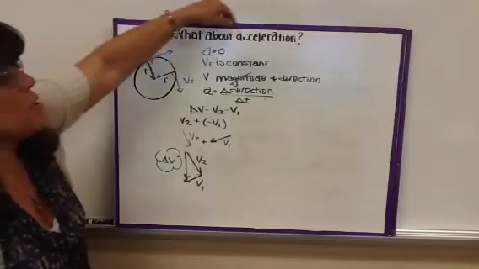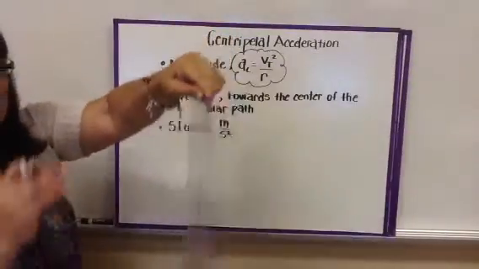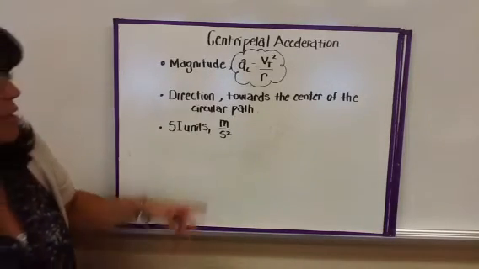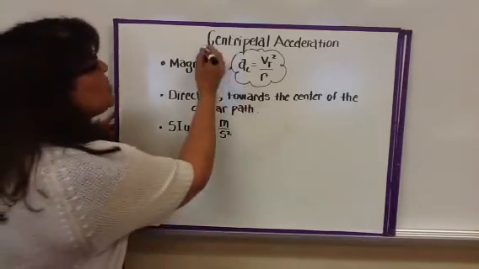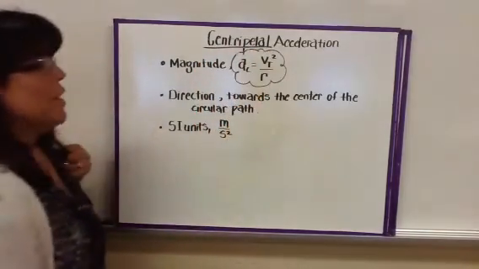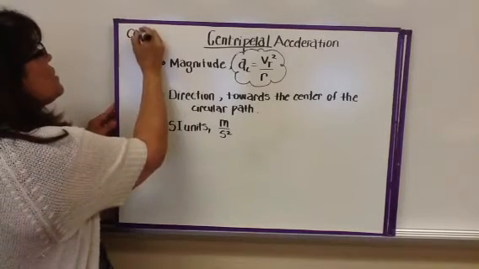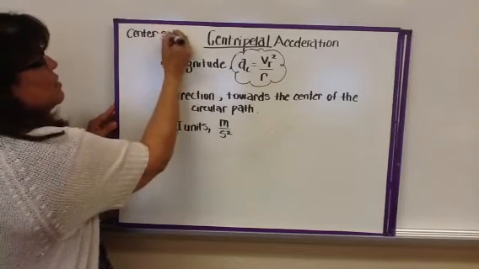Well, it's a special type of acceleration, and it only happens when you're going around a curved pathway, because if you're going straight, you don't have the change in direction. This is what we call centripetal acceleration. The word centripetal is a Greek word that comes from center seeking. So what's happening here is going to be an acceleration that looks towards the center, center seeking.